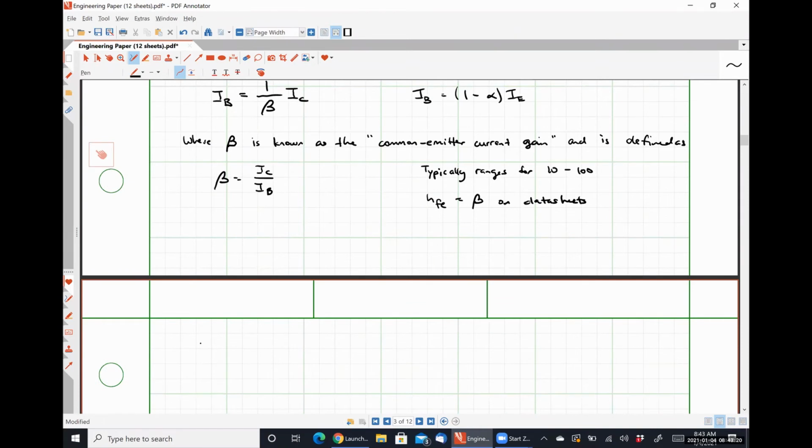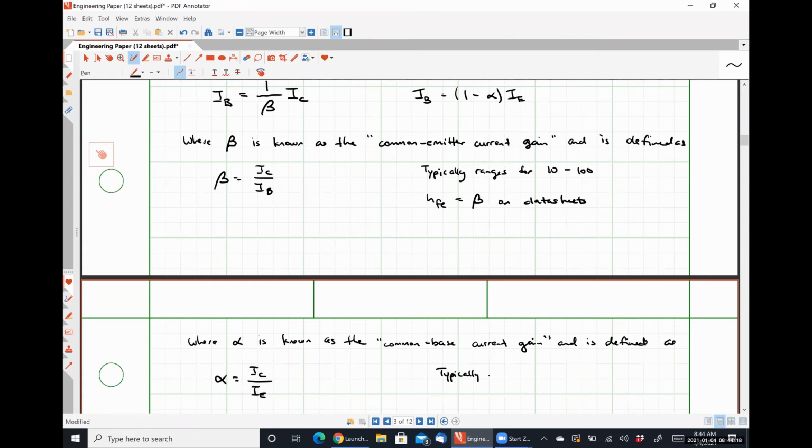Let's see. And alpha is known as the common base current gain. And is defined as alpha is equal to IC divided by IE. So this tells us what fraction of the emitter current makes it through to the collector, or vice versa.